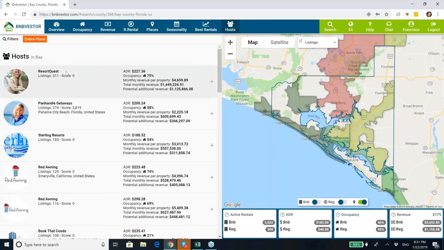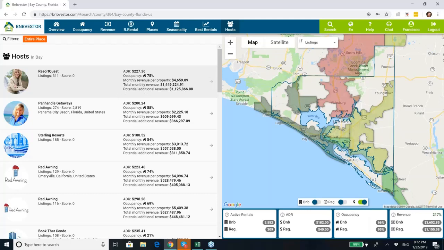Okay, we have, this is a big company called Resort Quest. They have in that specific county 311 apartments. In that specific county, they're invoicing $1.4 million. And most of that is a potential additional revenue because the apartments there are more expensive than here. Every single one of the properties brings almost $5,000. So they have a very well-oiled machine in there in order to make money.